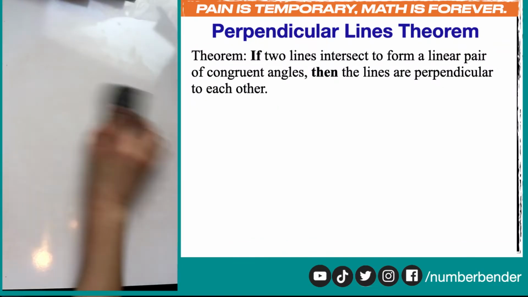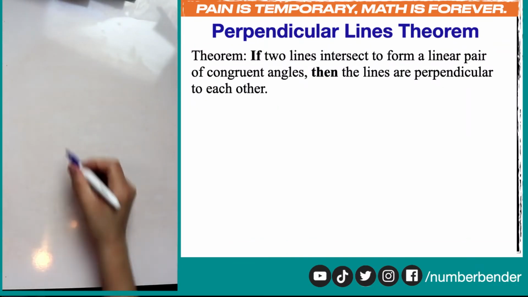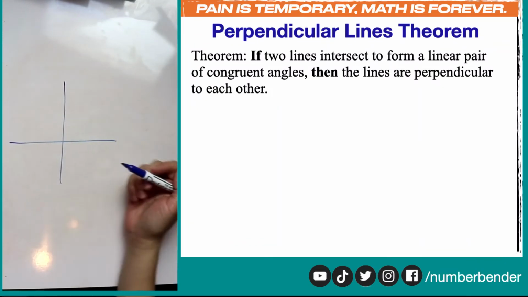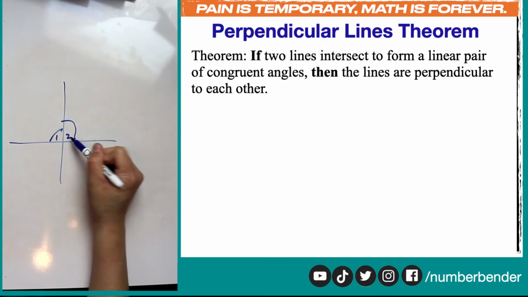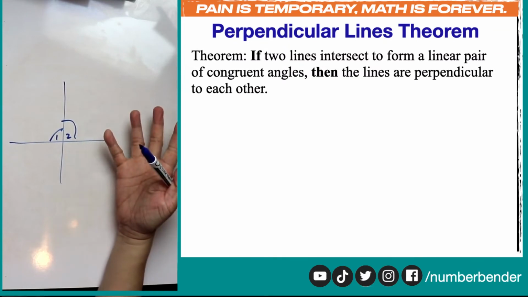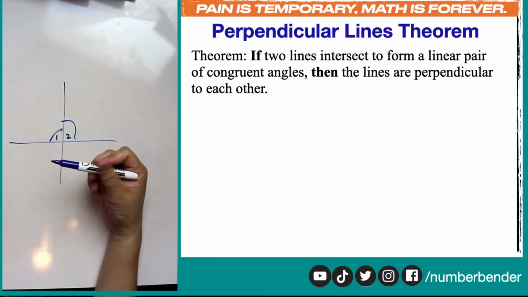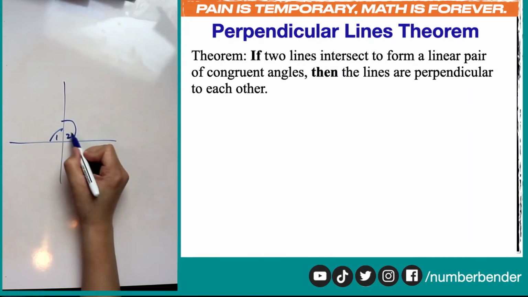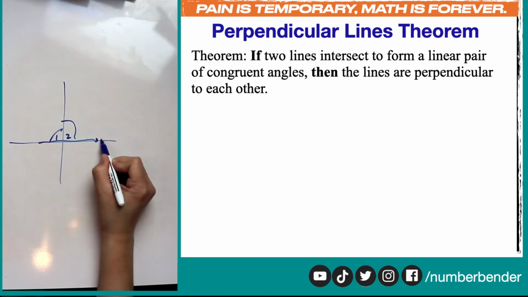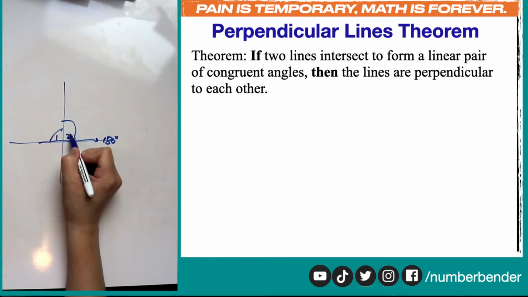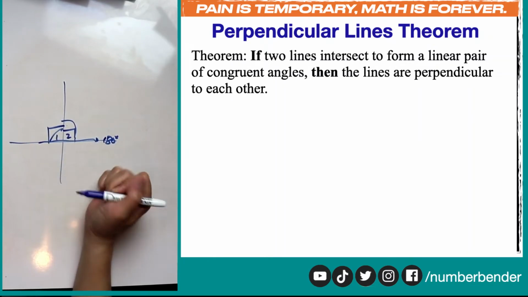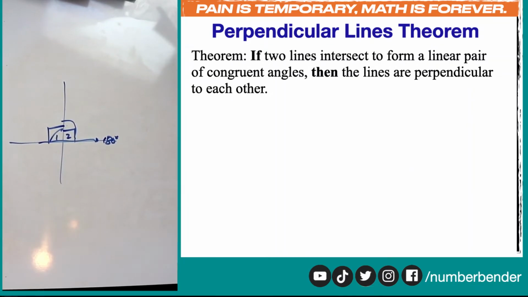So if we have two intersecting lines, they form two angles, angle 1 and angle 2, and angle 1 and angle 2 are congruent, and when they are congruent, they form a linear pair because of this 180 degrees right here. So that means if these two are congruent, we also form two right angles. Therefore, we know that these two lines are perpendicular.